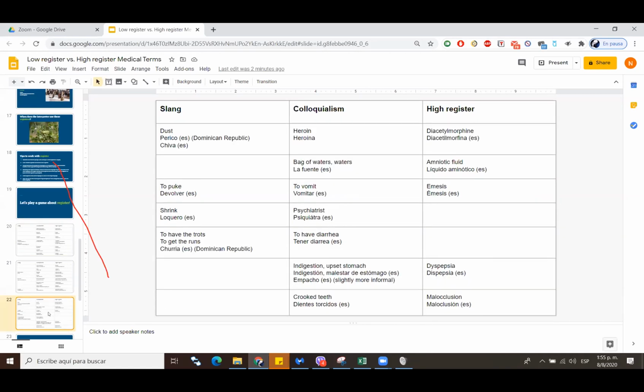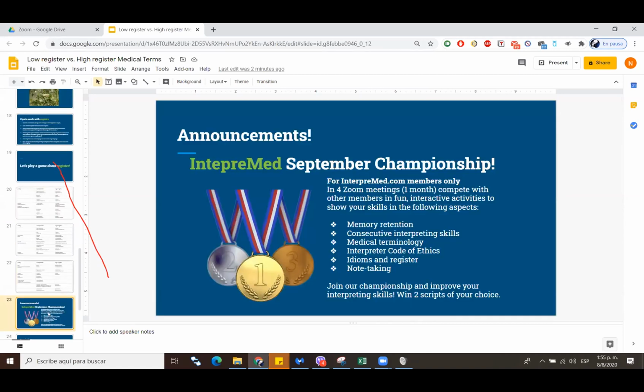We just completed the game. So thank you for completing the game with me. Now I have an announcement. I know that there are some people who are members of my website and others who aren't. This game we just did about low register and high register, I create a lot of games like this. We play Jeopardy, we play quizzes, we play a lot of stuff with the members of my website. And I'm going to organize a championship.